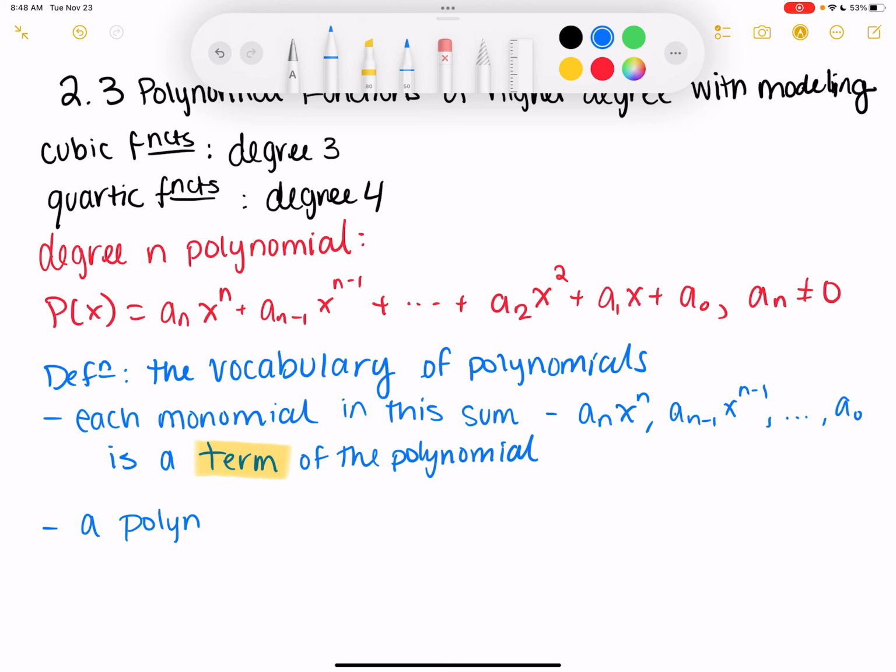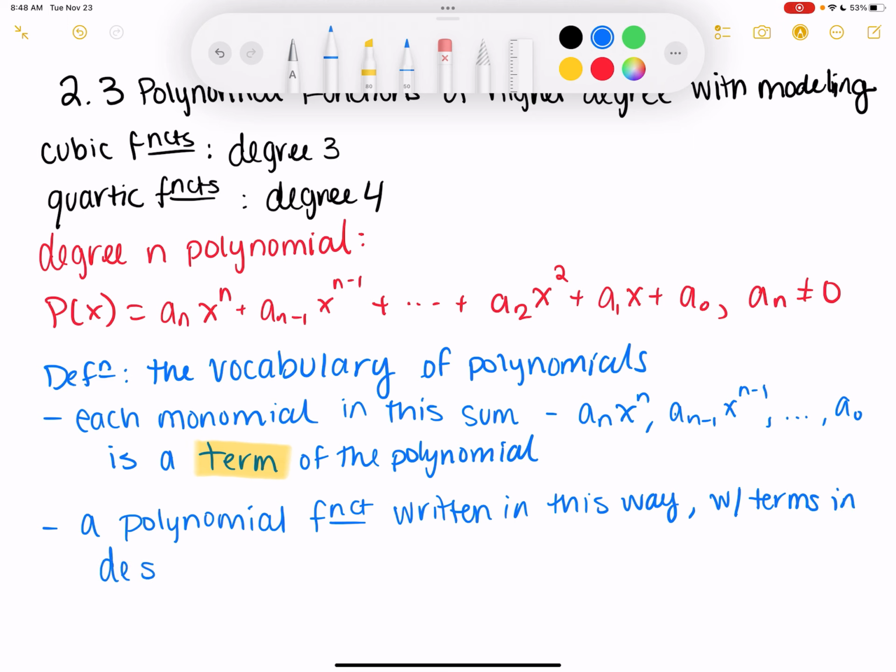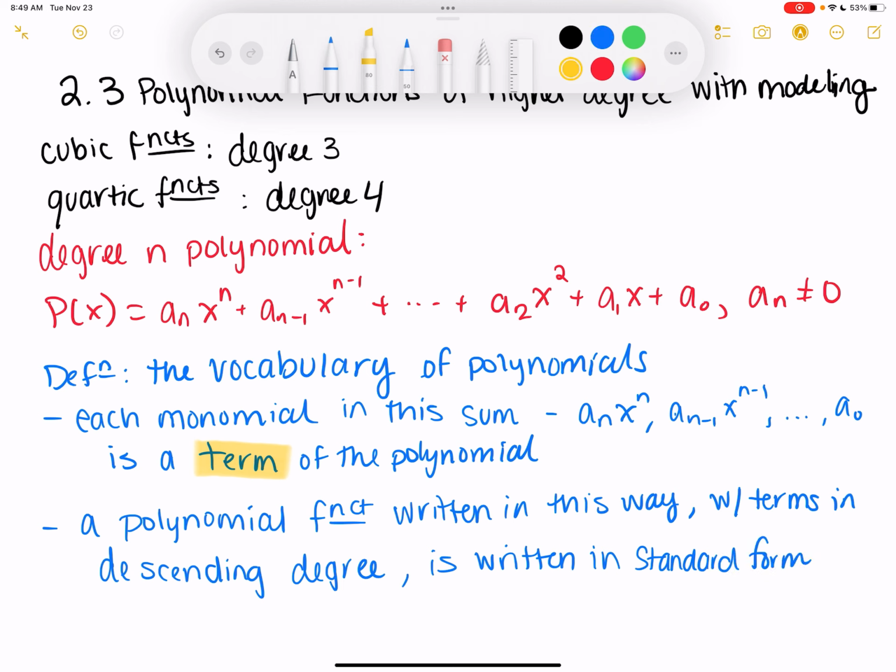Alright, a polynomial function written in this way with terms in descending degree is written in standard form, which is how you should always write stuff. Descending order.